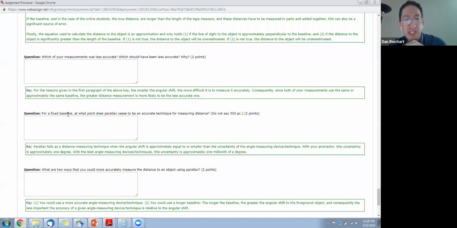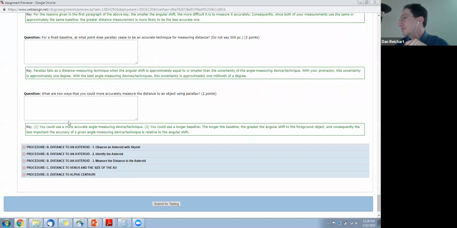Next question is, for a fixed baseline, at what point does parallax cease to be an accurate measuring technique? Again, it's leaning into that concept again. Once your angular shift reaches the precision of your instrument for a fixed baseline, that's as far as you can go. And finally, what are 2 ways that you can have better accuracy? A more accurate angle measuring device or a bigger baseline.